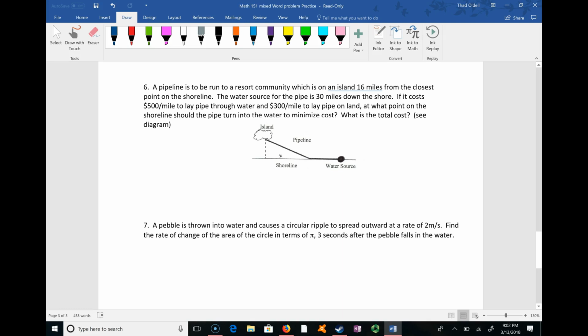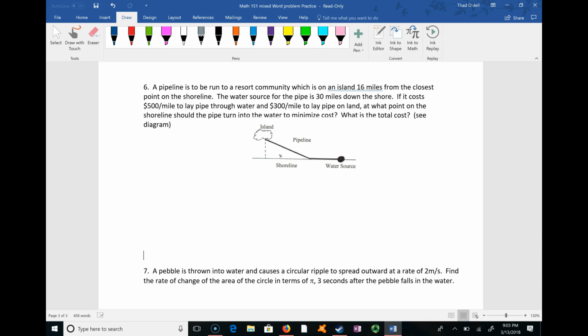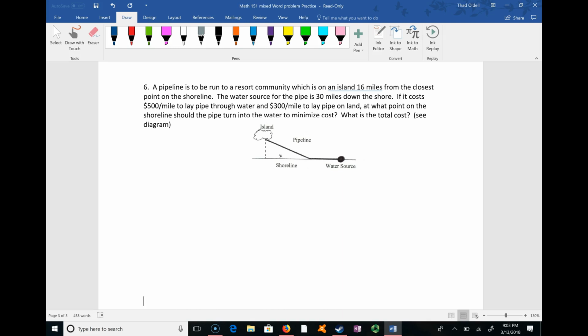Okay, this one here is like the Elvis problem, if you remember. So the pipeline is to be run to resort. You can kind of see that familiar drawing. A pipeline is to be run to a resort community, which is on an island 60 miles from the closest pipeline. At what point on the shoreline should the pipe turn into the water to minimize costs? There's the optimization. So minimize is the key.